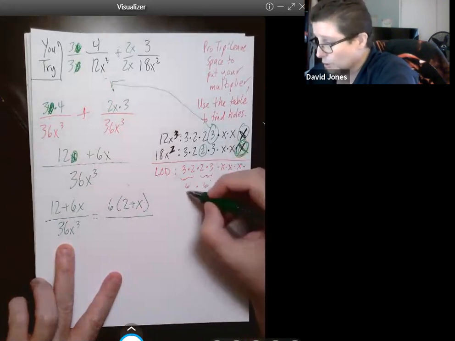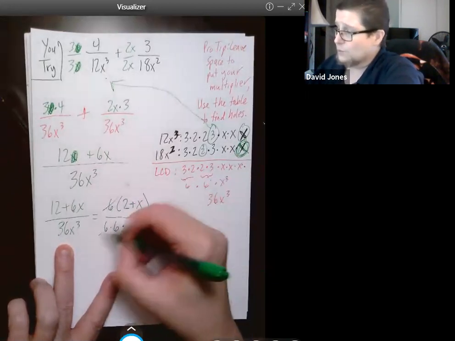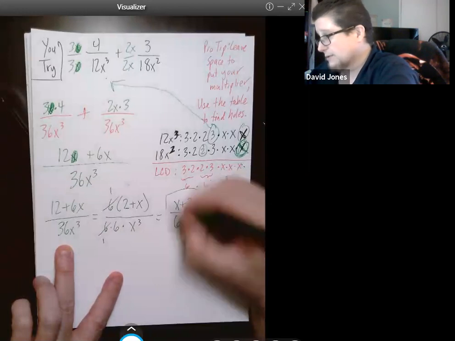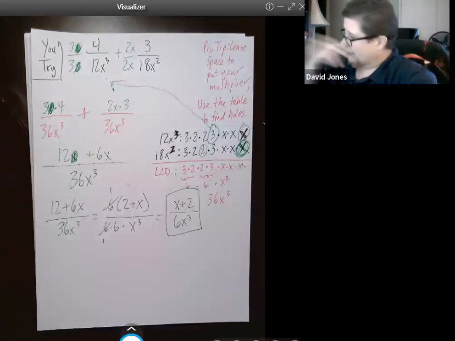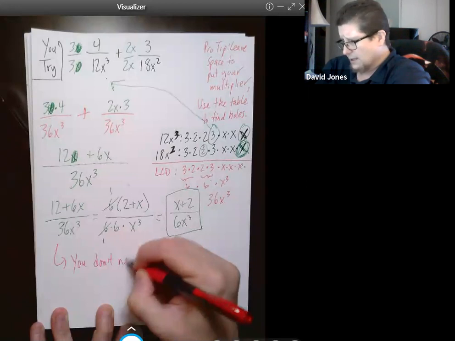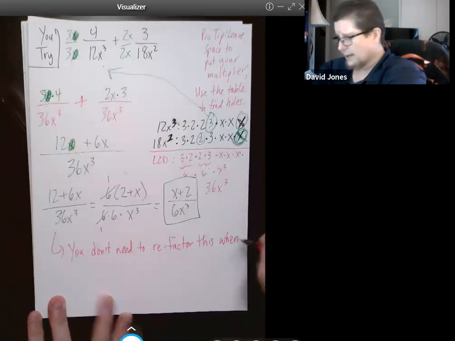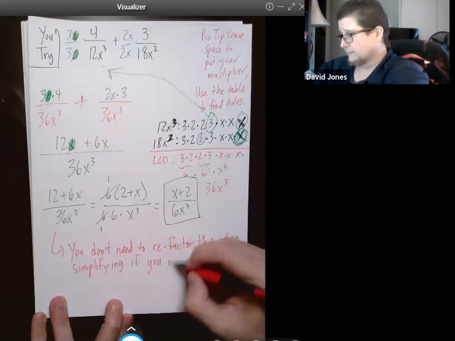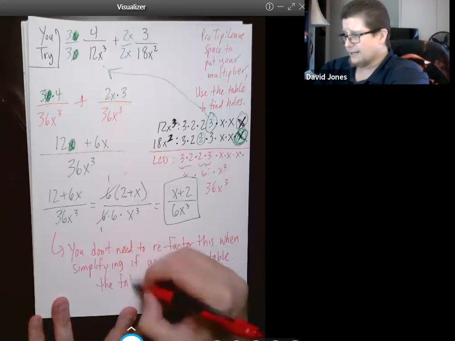I need a 6. So this is 6 times 6, x cubed. And one of the 6's will cancel. And I'm left with 2 plus x, which is the same thing as x plus 2 over 6x cubed. So I'll write what I said there. You don't need to refactor this when simplifying, if you made the table. The factors are the LCD row.